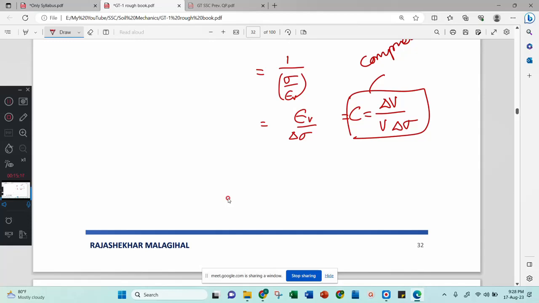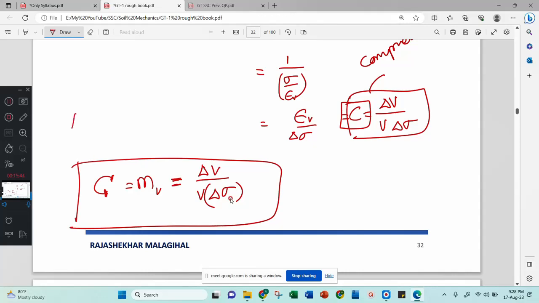This theory, whatever I explained, is in strength of materials and fluid mechanics, and the same concept I am bringing into geotechnical engineering, but instead of calling it C here, in geotechnical engineering we will call it mv. Why, I don't know, but both are the same. The formula is delta V divided by V into delta sigma. Right?